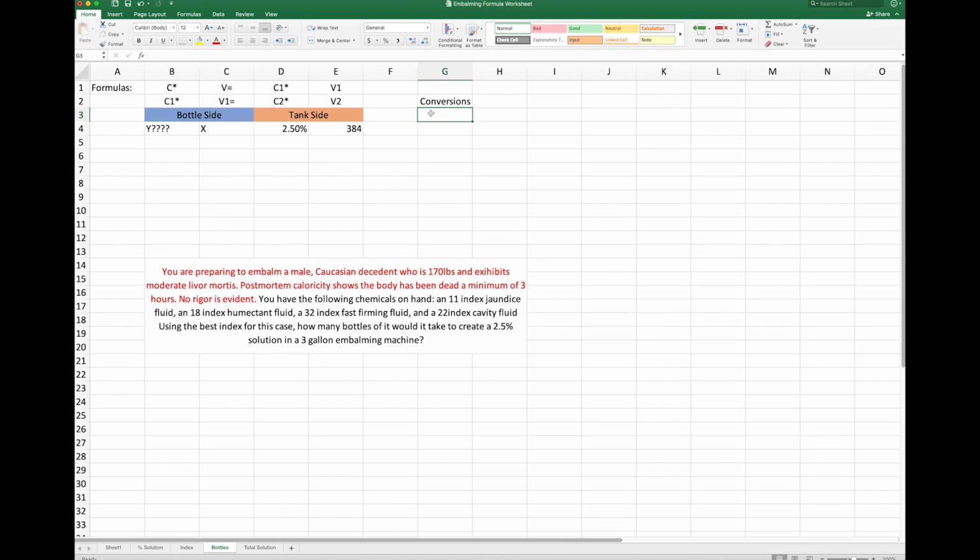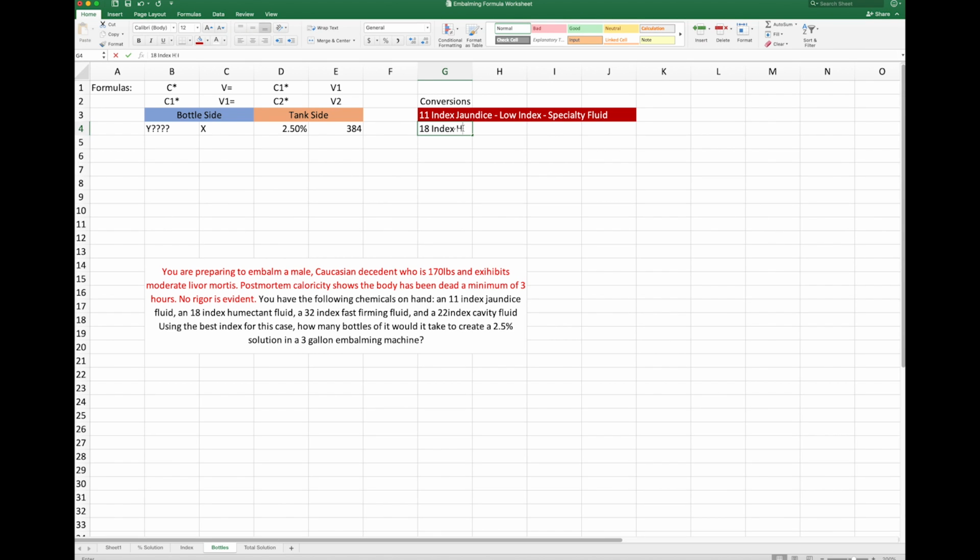So you have the following index on hand, an 11 index jaundice fluid. So 11 index jaundice. This is low index, and it's a specialty fluid. This is likely going to be inappropriate. This is a no-go. The reason being, it's too low. Even if we were to use it, there is nothing to indicate that this is even remotely supposed to be the right answer because there's no jaundice. So when you're given something like this, that's an immediate red herring. Don't even waste your time. What else do we have?